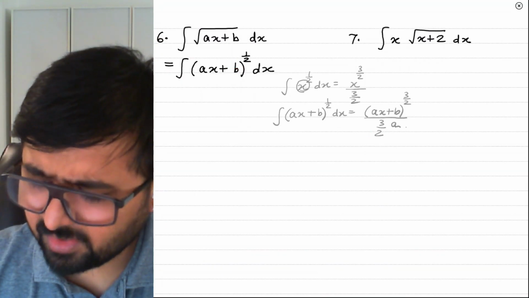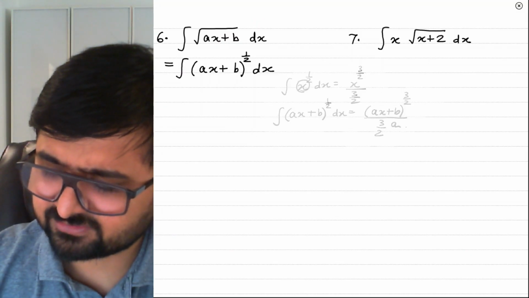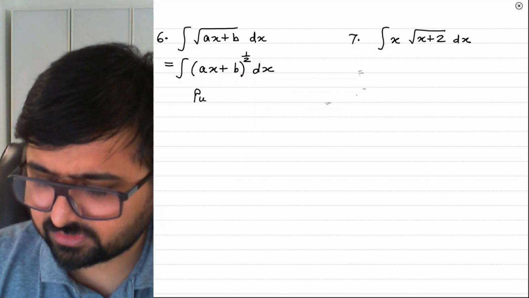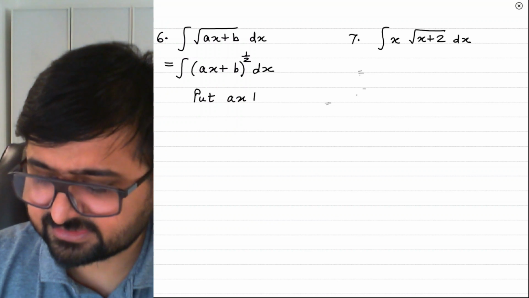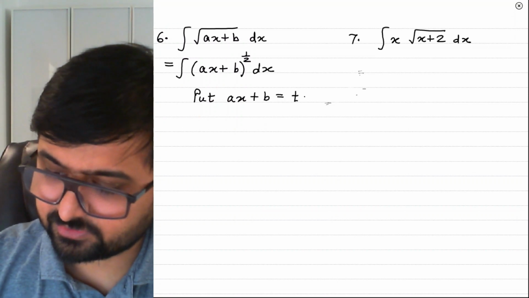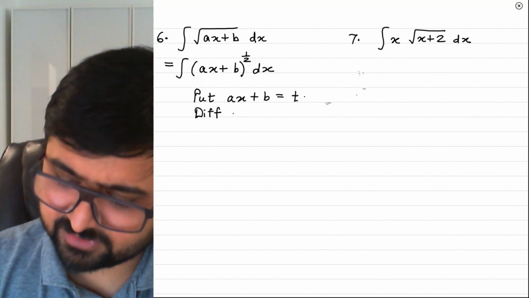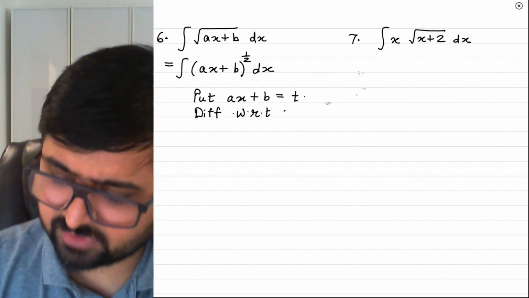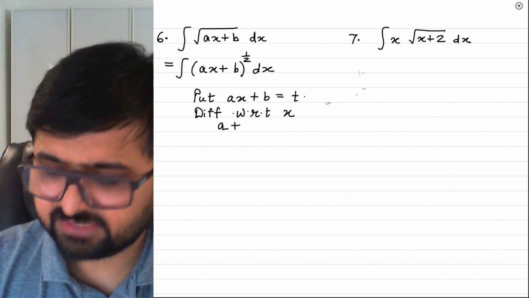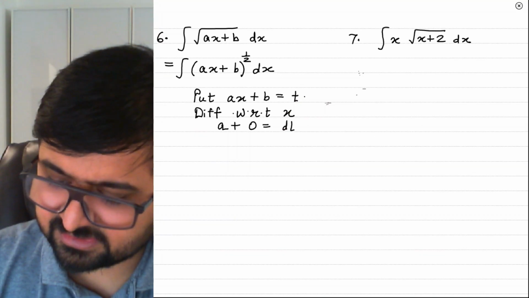But since this is the exercise for method of substitution, let's do method of substitution. Put ax plus b is equal to t. Now differentiate both sides with respect to x. The derivative of ax is a, derivative of b is 0, derivative of t is dt by dx.